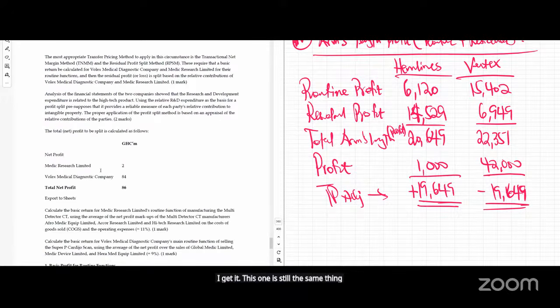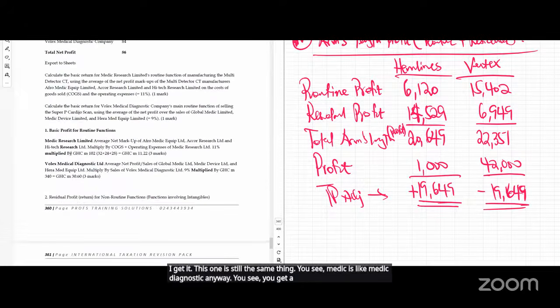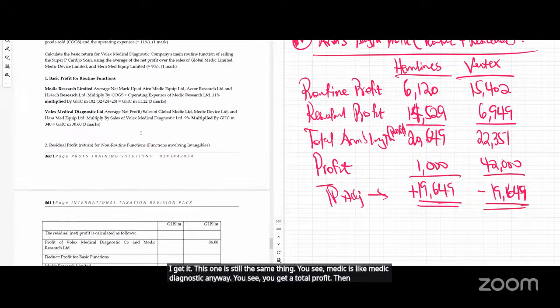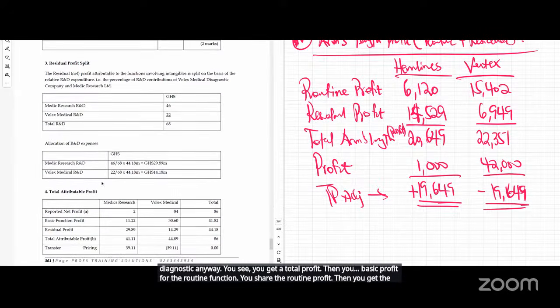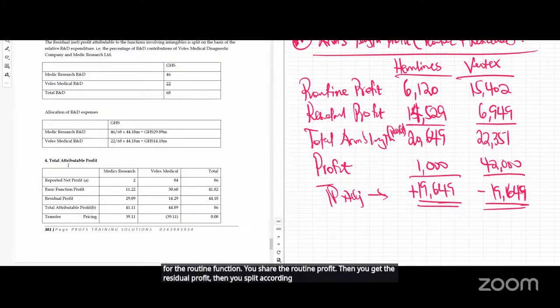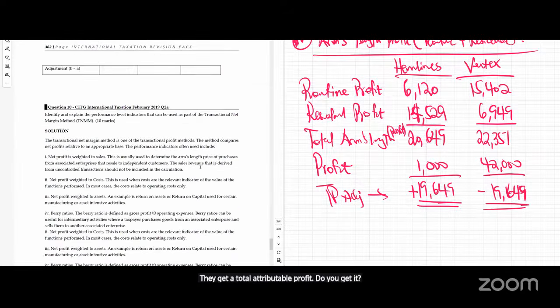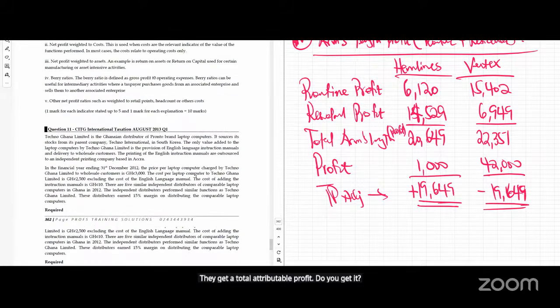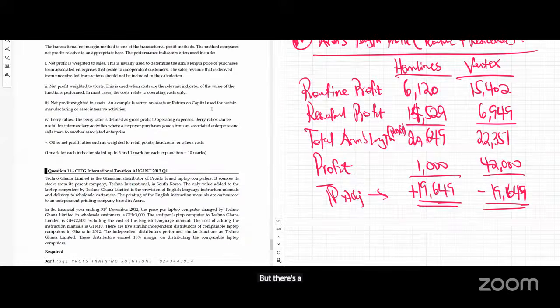You see, you get the total profit. Then you take the basic profit for the routine function. You share the routine profit. Then you get the residual profit. Then you split according to the R&D. Then you get the total attributable profit. Do you get it? But there's a question I'm looking for, the Camel and Tobo question.